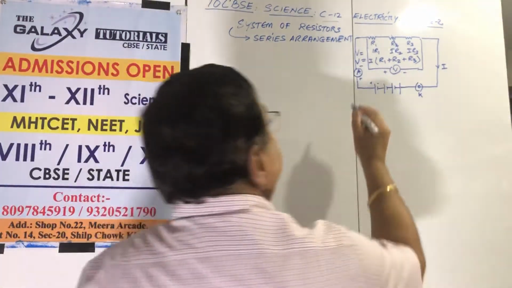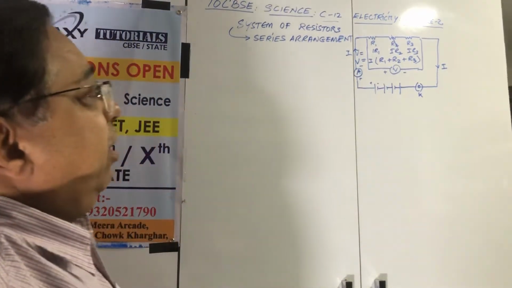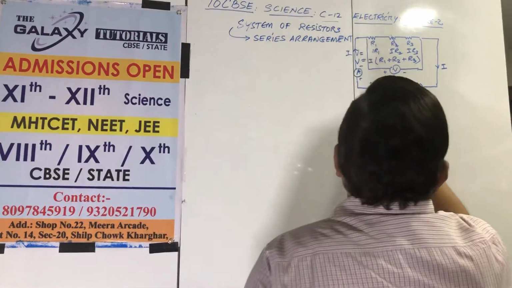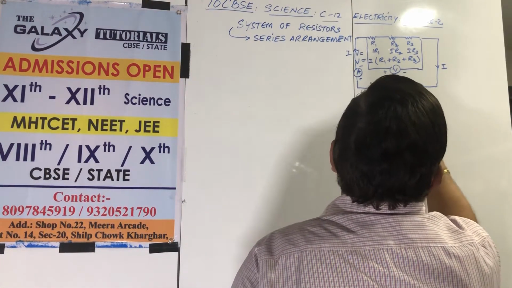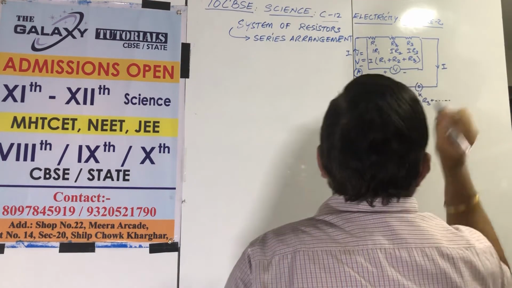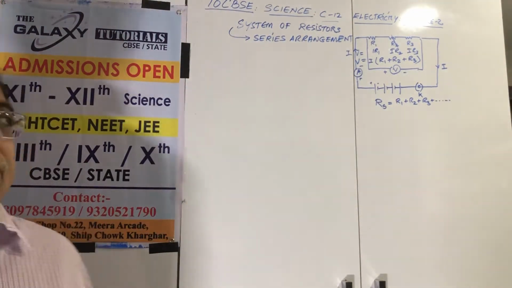And I is the current in the circuit everywhere. Remember the formula, V is I times R1 plus R2 plus R3. That is why the total resistance in series is R1 plus R2 plus R3, and so on. Just go on adding the resistances of the individual resistors.